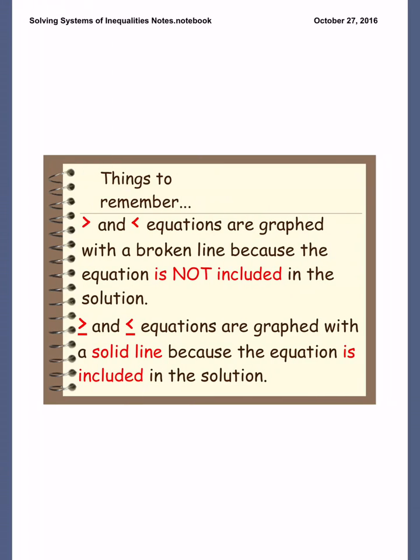Things to remember: if it's greater than or less than, we graph with a broken line because the equation is not included in the solution. Greater than or equal to or less than or equal to equations are graphed with a solid line because the equation is included in the solution. So we're going to be graphing two different inequalities, figuring out what direction to shade, and then the overlap is our solution.